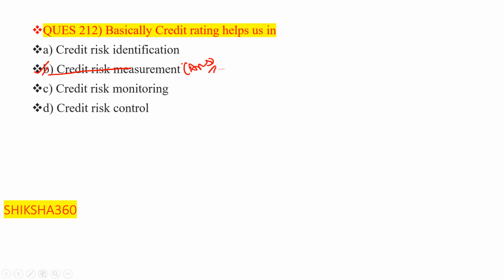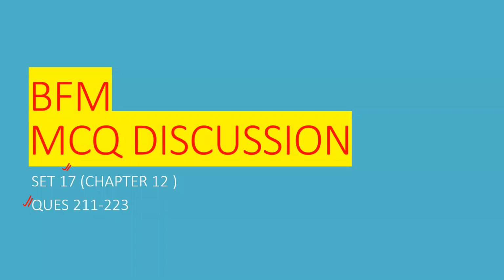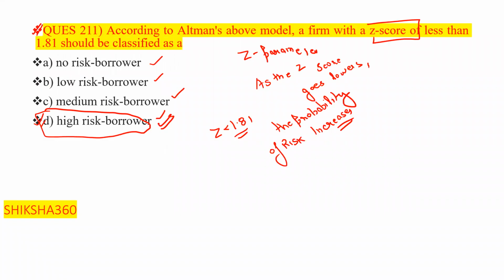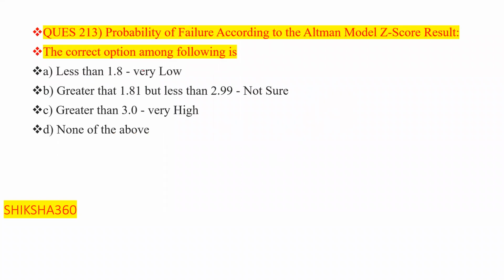Now move to the next question, question number 213. Please go through the question very carefully. It is a very easy question, but they have asked it in a twisted form. It is about the probability of failure. According to the Altman model, given the score result, we have to find the correct option for the probability of failure.